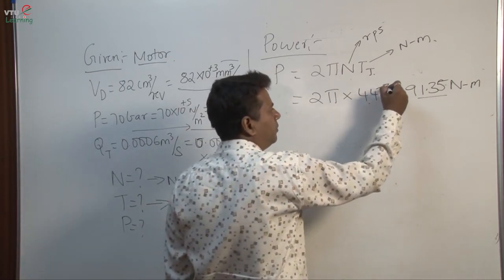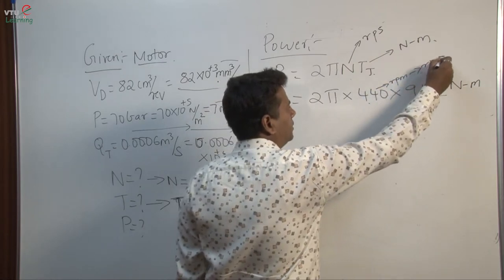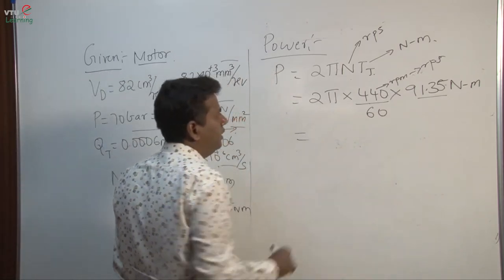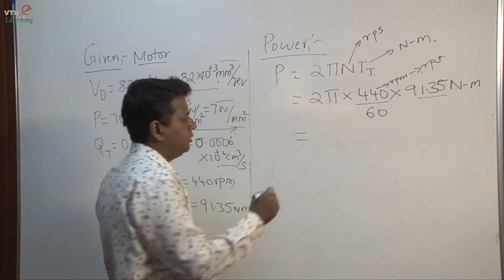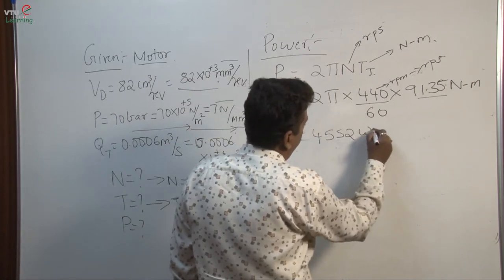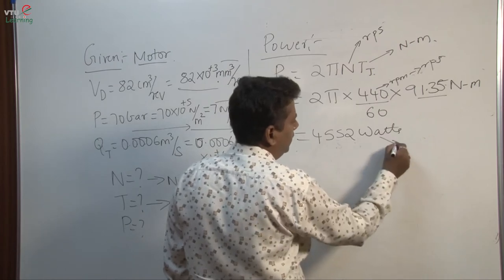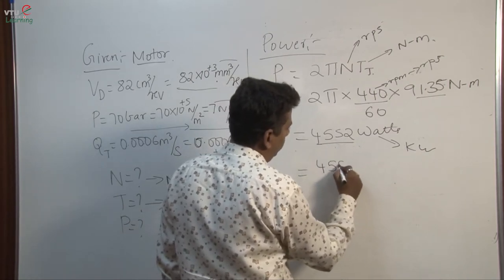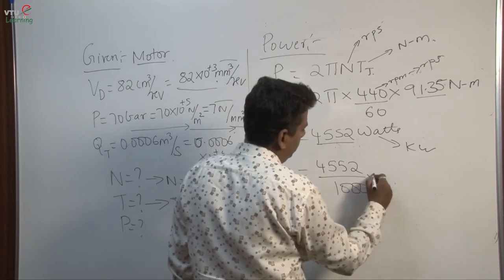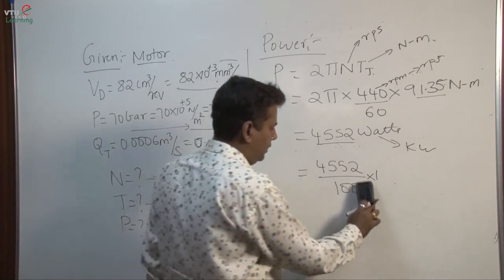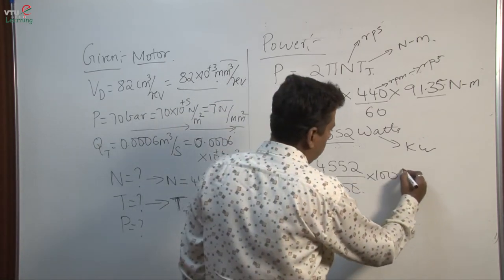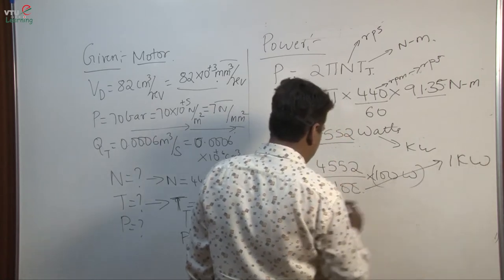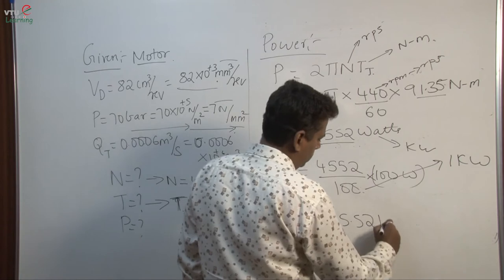But this is RPM. I have to convert that into RPS. So I will divide that by 60, right? If you divide that by 60, you will get 4552 watts. But I want to convert that into kilowatt. So divide that by 1000. So 4552 divided by 1000, you simplify, 4.552 kilowatt is the power.